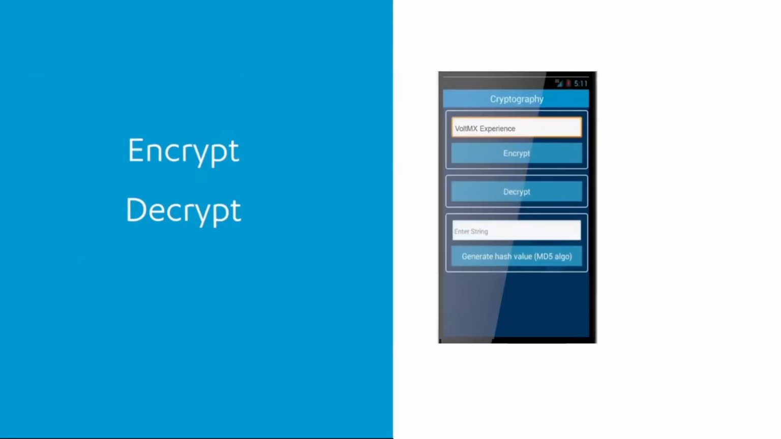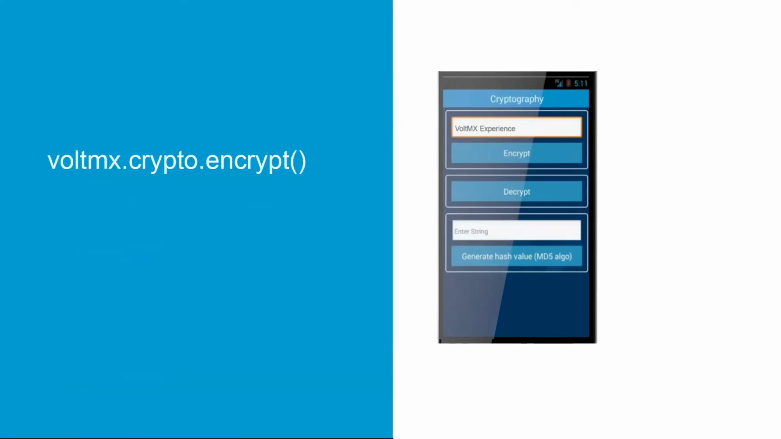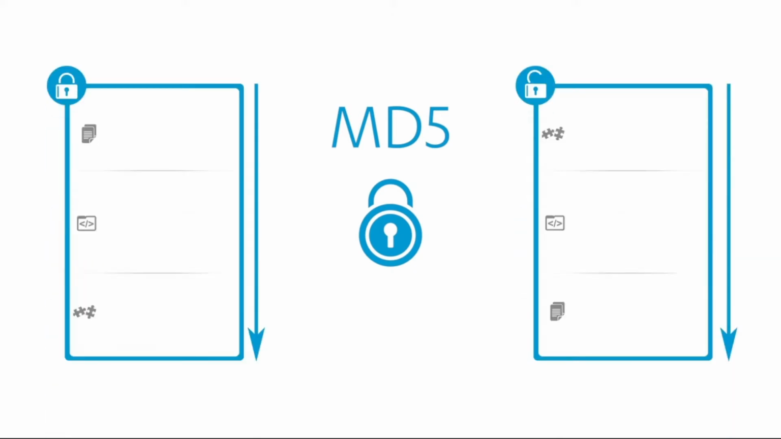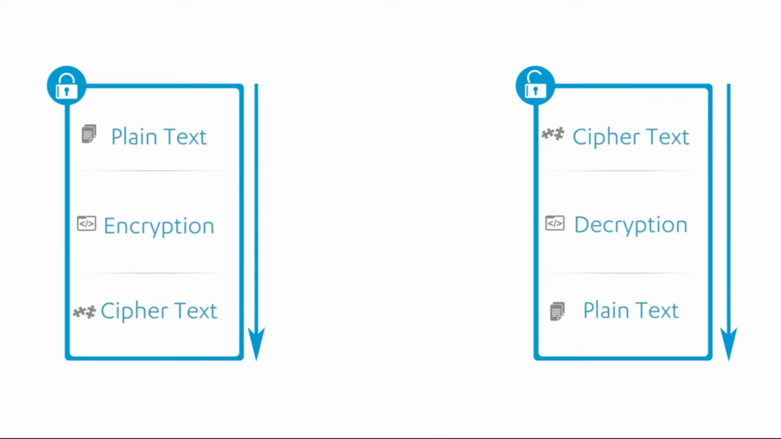In the cryptography sample application, you'll see how to encrypt, decrypt, and generate hash values for MD5 algorithms using the Volt-MX APIs: Volt-MX Crypto Encrypt, Volt-MX Crypto Decrypt, Volt-MX Crypto Create Hash. MD5 is an algorithm that's used to verify data integrity through the creation of 128-bit message digests from data inputs. The Volt-MX API currently supports AES, triple DES, and RSA block ciphers. Now that we've set the stage, let's just dive right into our cryptography sample application.